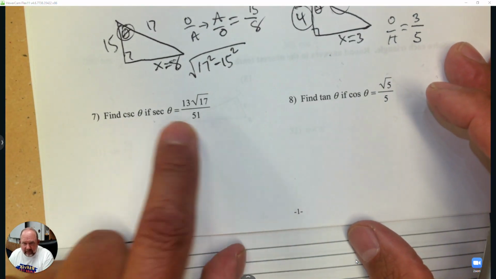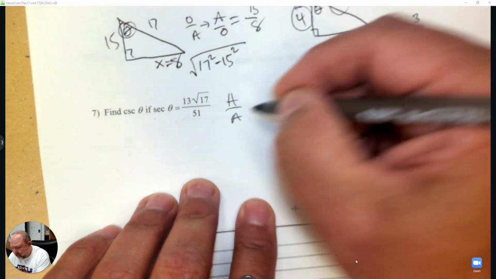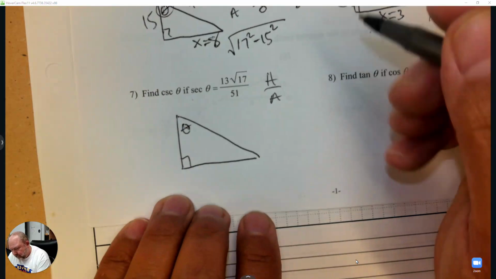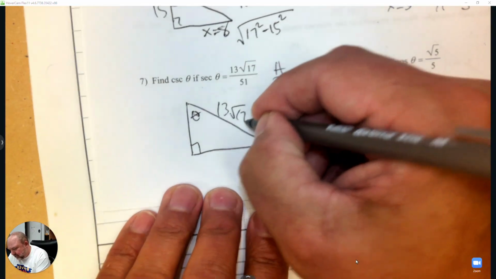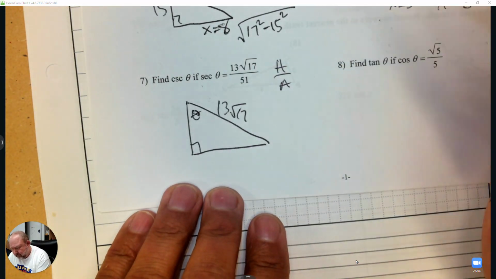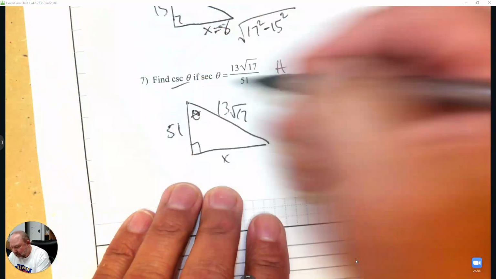Find cosecant if you're given secant. Kind of an ugly number, right? But secant, again, is hypotenuse over adjacent. I'm going to draw a triangle. And again, hypotenuse is 13 root 17, and the adjacent side is 51. And then I want to find this side for cosecant.